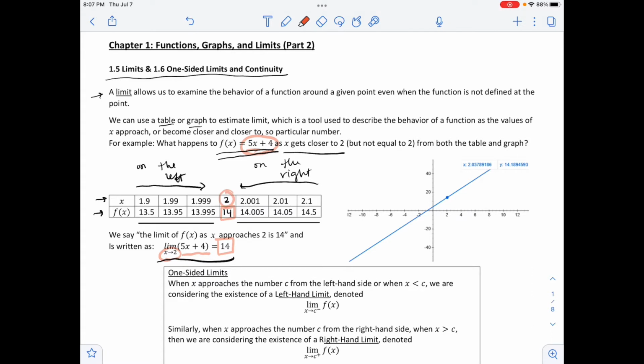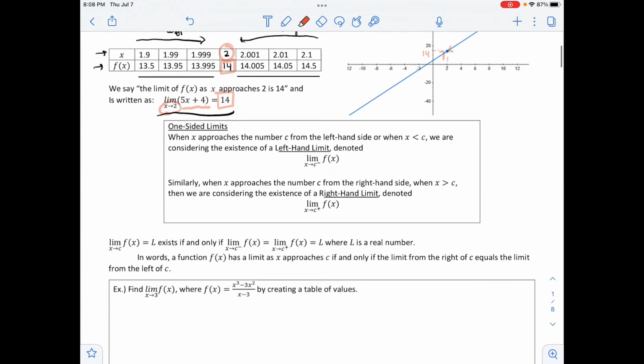Looking at the graph is another way to do this. As you approach 2 from the left and from the right, you can see that this is approaching about 14. I know this is difficult to see on a graph, but that is approaching 14 also.